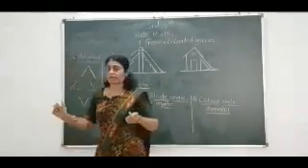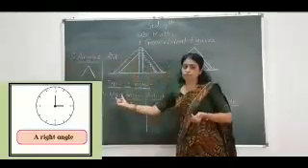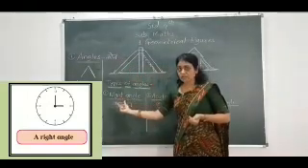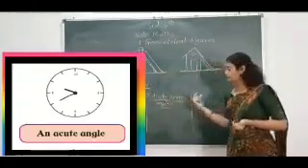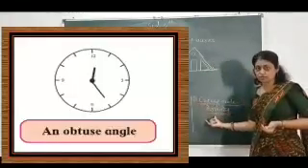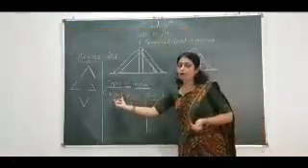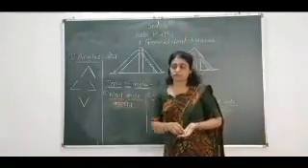Next part is types of angles. There are 3 types of angles. One, right angle, kat kon. Second one is acute angle, laghu kon. And third one is obtuse angle, vishal kon. First we see about right angle, kat kon.